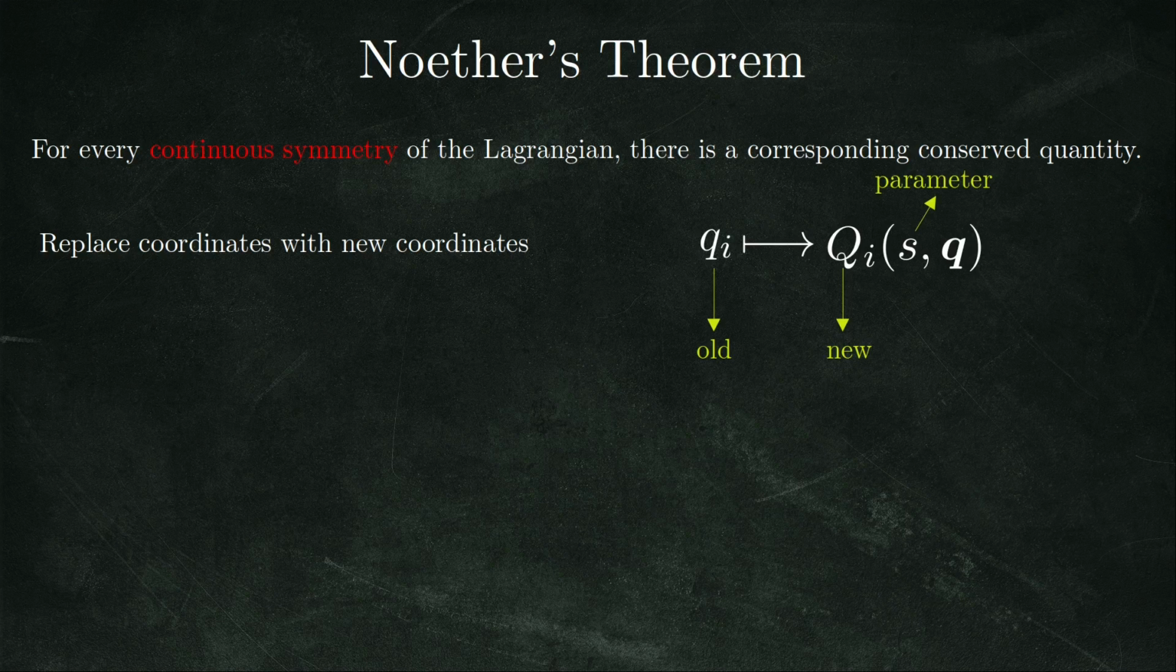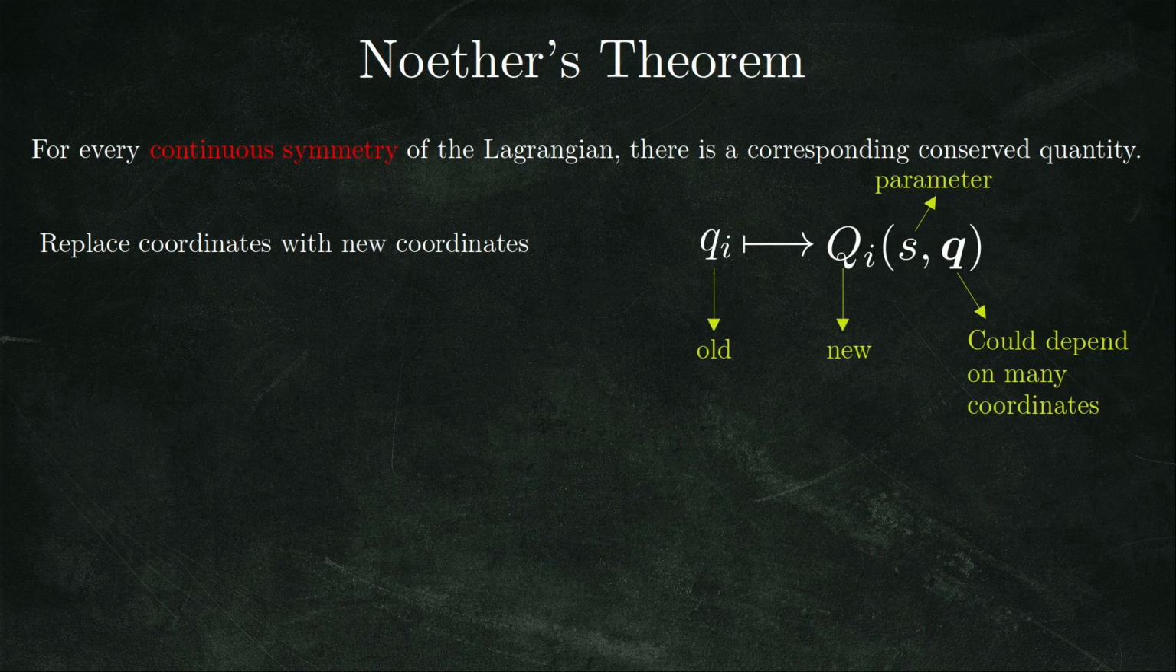And note that these new coordinates are functions of all of the old coordinates, or many of the old coordinates. So what we do is we take all of the old coordinates qi and replace them with these new coordinates, big Q.